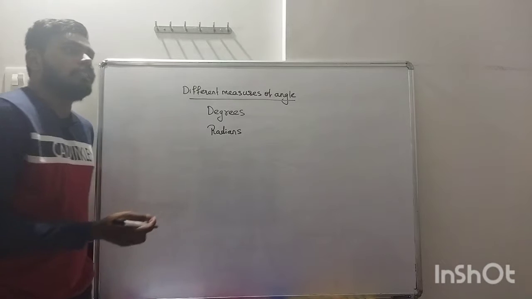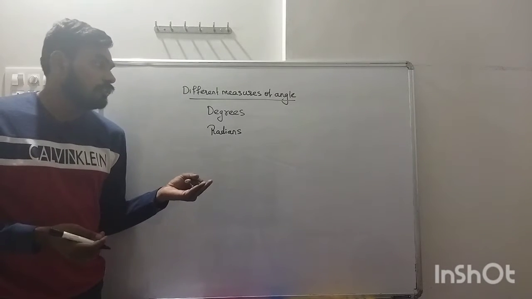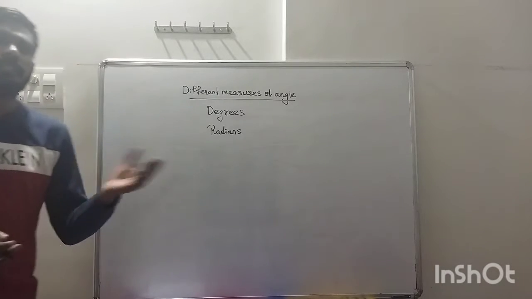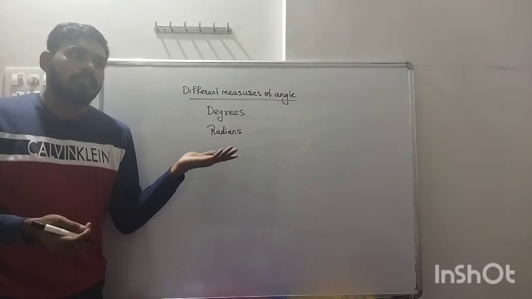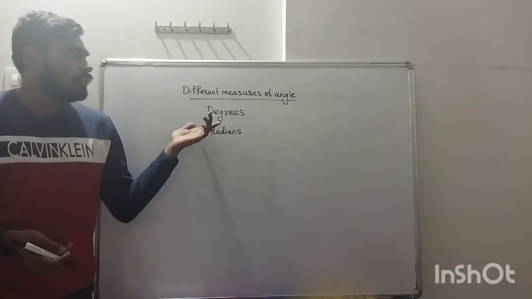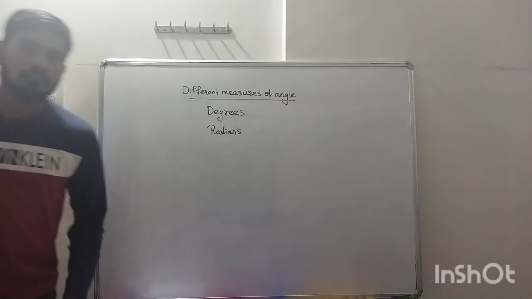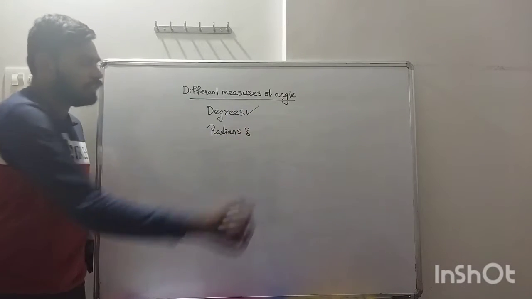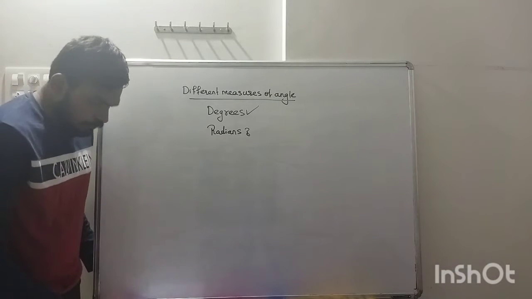See how we measure temperature in degree Celsius, degree Fahrenheit, then Kelvin also. So there are different measures of temperature, and there are different measures of length. We can measure length in centimeters, meters, kilometers. Same way there are different measures of angle. One is degrees, second one is radians. Degrees we have already learned, so what is left is how we measure angle in radians. A simple procedure for that.